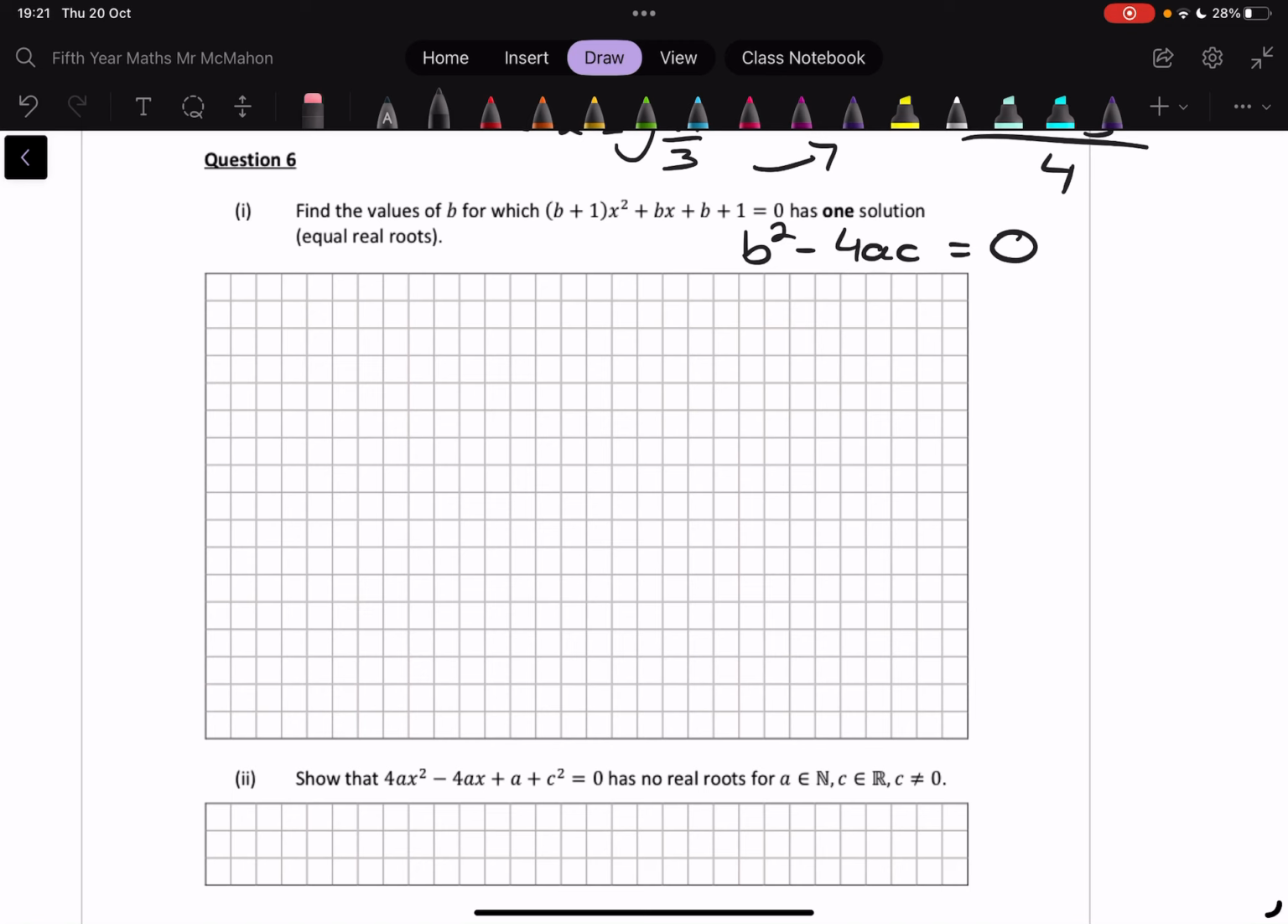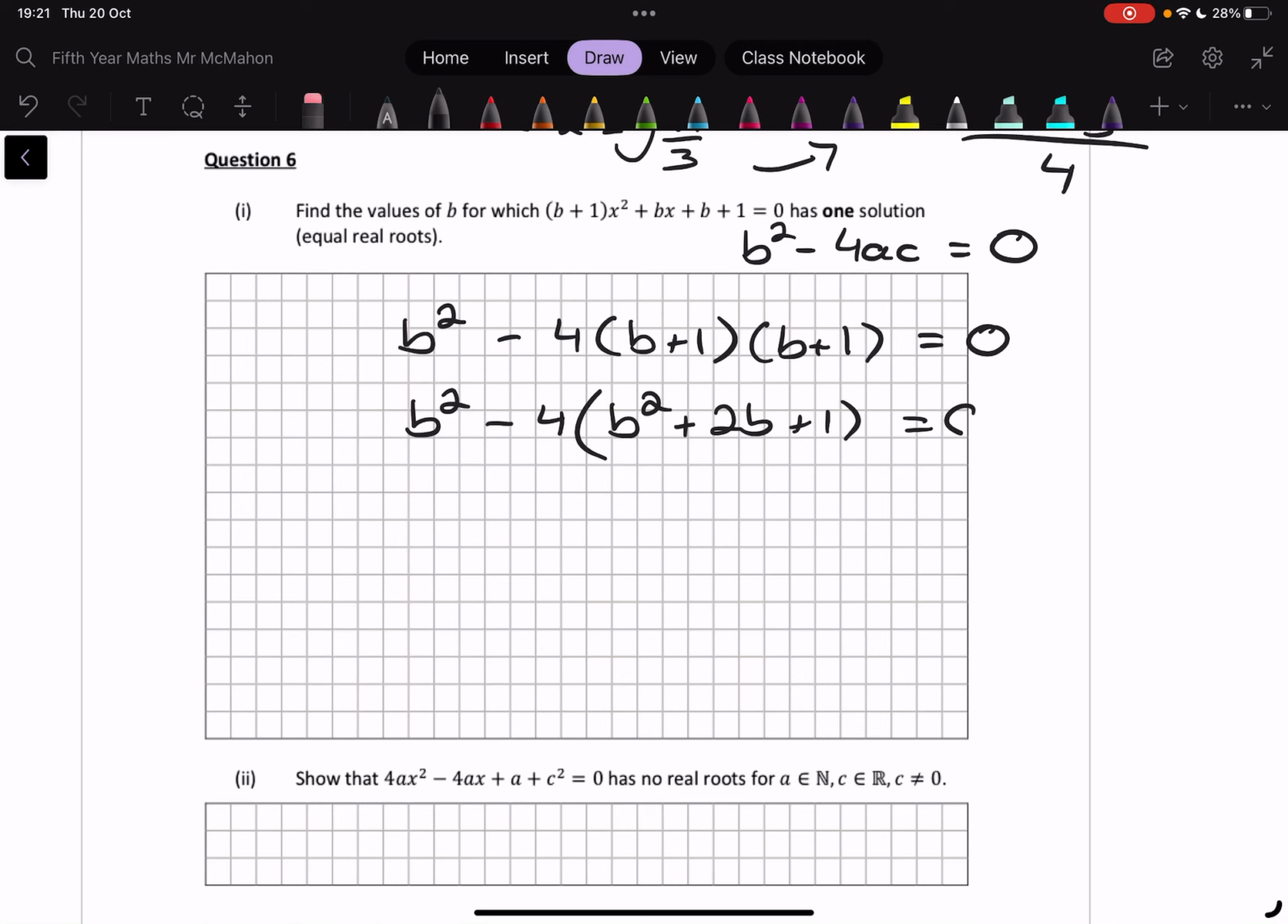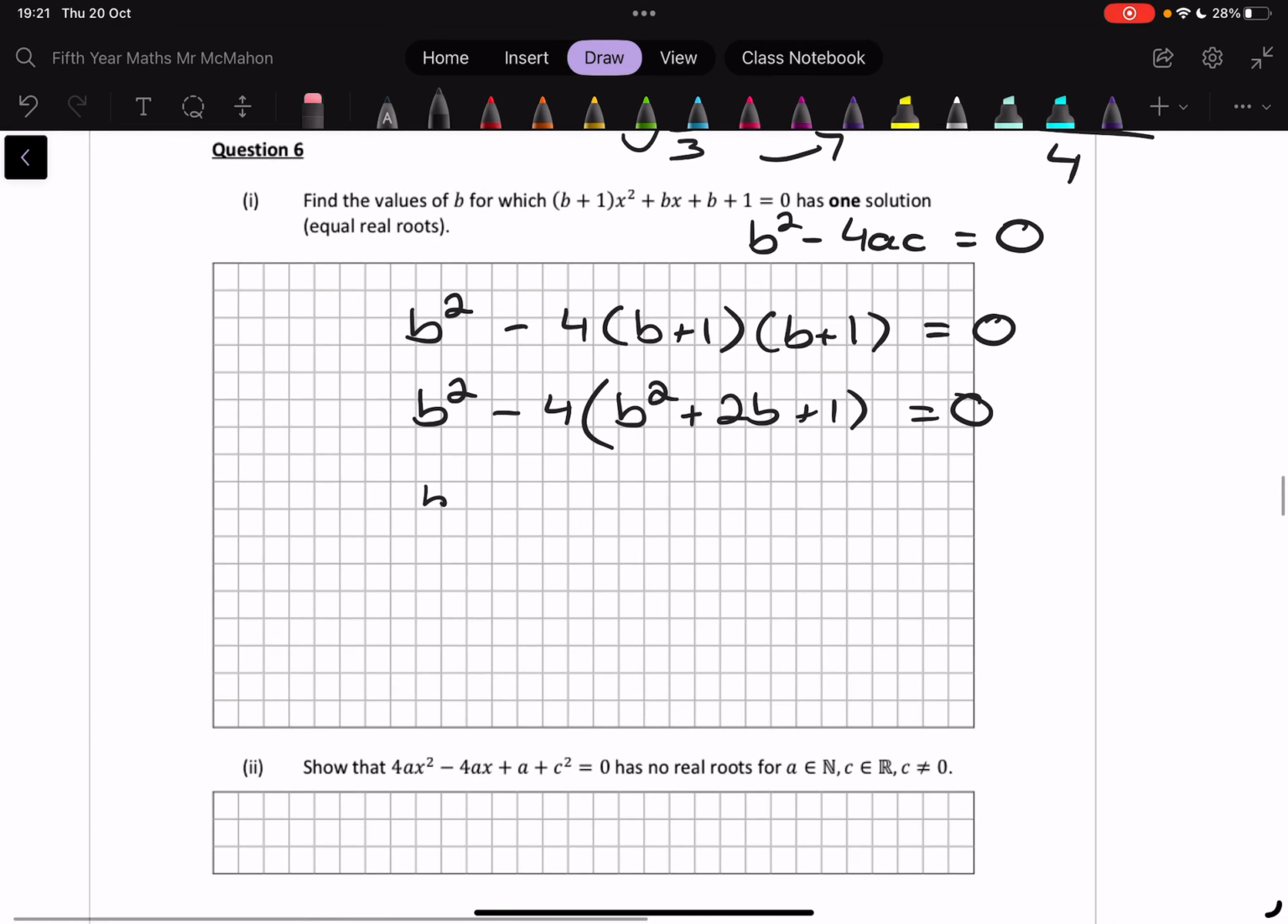So we have to be careful here of our letters. But as it happens, the discriminant is b² - 4ac, where a is b + 1, b is b, and c is also b + 1. We want this to be equal to 0 because we want it to have equal real roots. So we continue on: b² - 4 by, let's multiply out these brackets, we get b² + 2b + 1, and that again we want to be equal to 0.